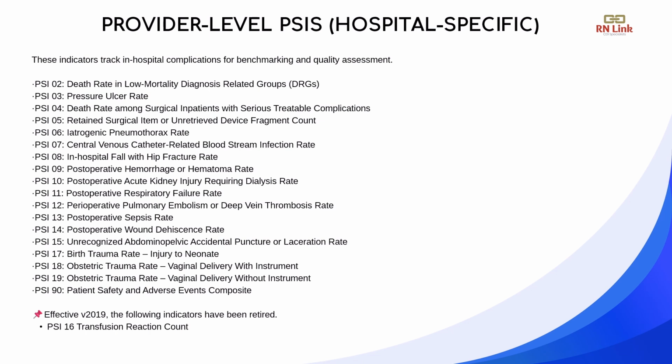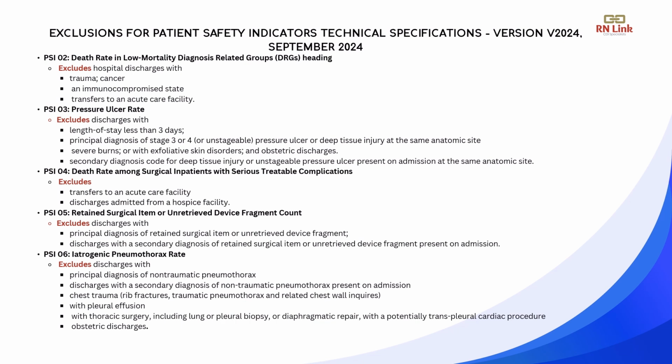PSI 16, transfusion reaction count. Exclusions for patient safety indicators technical specifications, version V 2024, September 2024. PSI 02, death rate in low mortality diagnosis related groups heading. Excludes hospital discharges with trauma, cancer, an immunocompromised state. Transfers to an acute care facility.